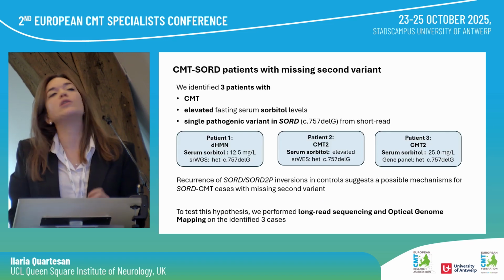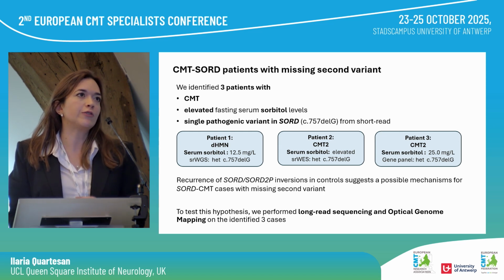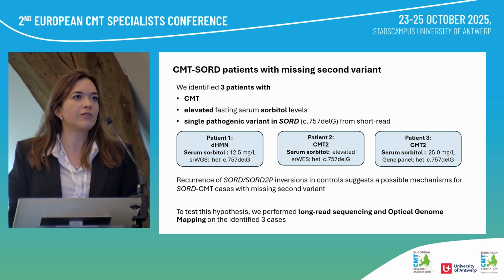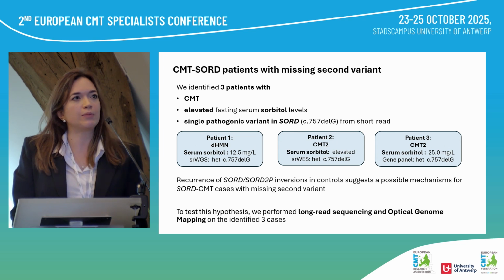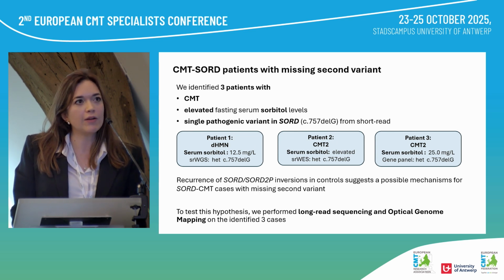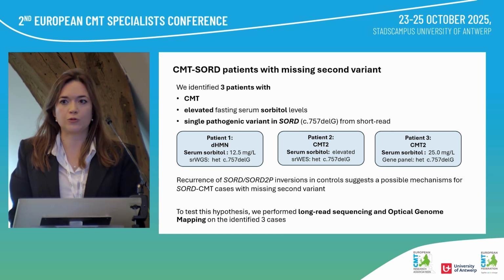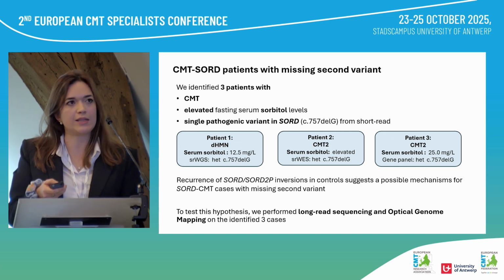So, searching for SORD cases in our CMT cohort, we found 3 patients with high sorbitol levels, but only 1 pathogenic variant in SORD according to short read. So a second pathogenic variant was likely there, and based on our finding, we hypothesized that this could be a SORD2P inversion. To test this hypothesis, we performed long-read sequencing and optical genome mapping in all 3 cases.